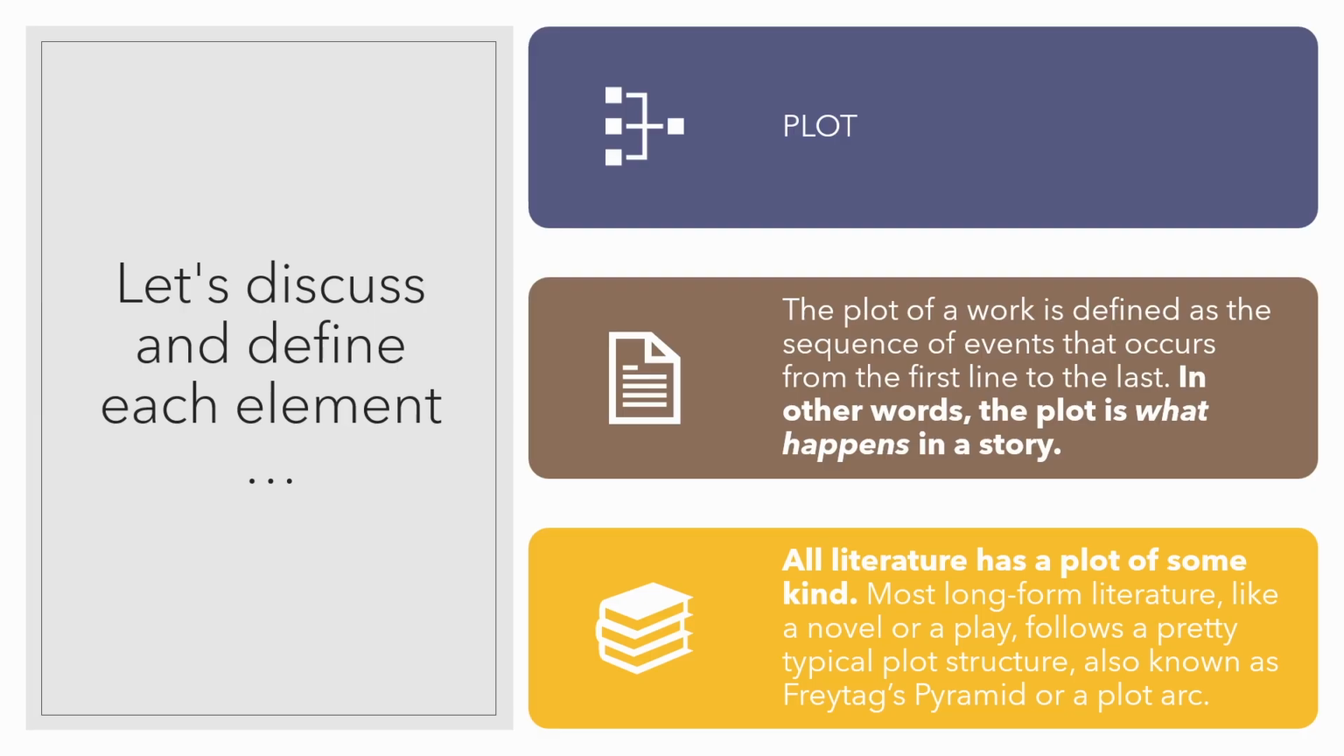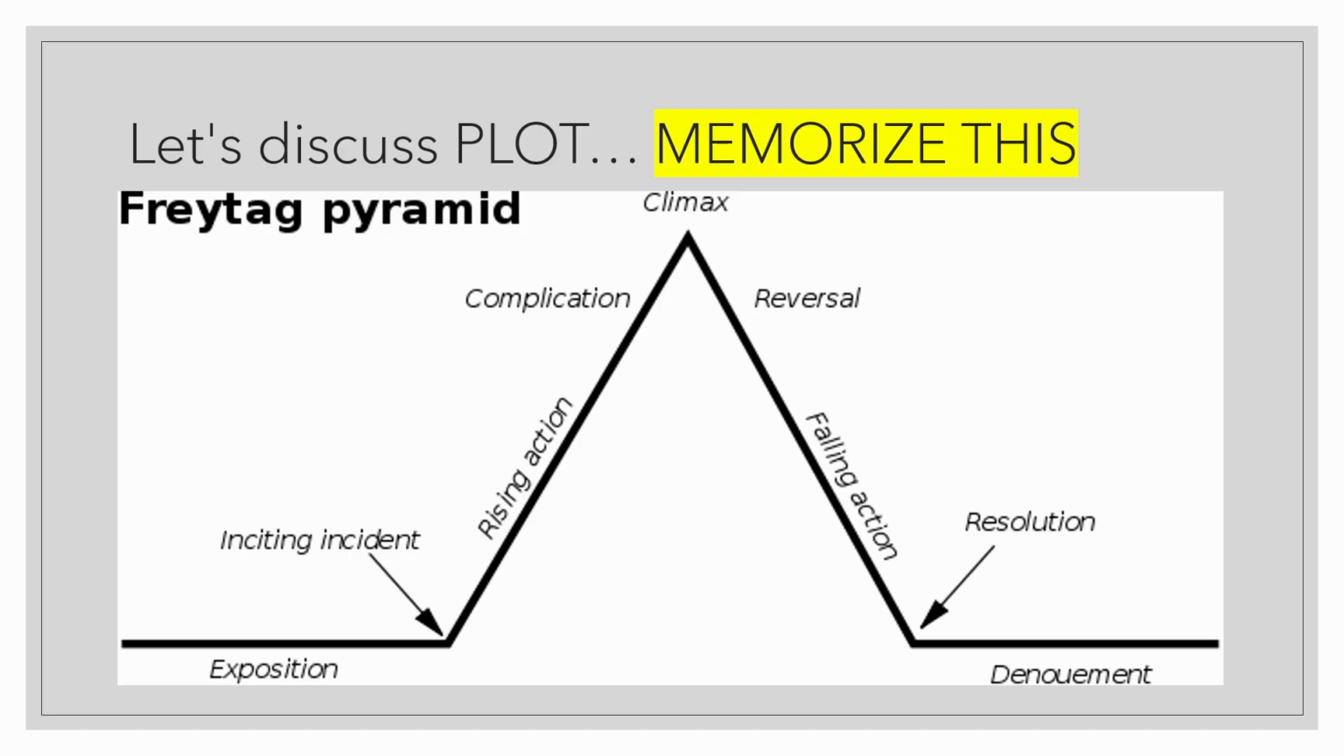Plot is the sequence of events in a story, it's the what happens. Most stories follow a structured plot called Freytag's pyramid. Freytag's pyramid consists of an exposition, inciting incident, rising action, climax, falling action, resolution, and denouement.